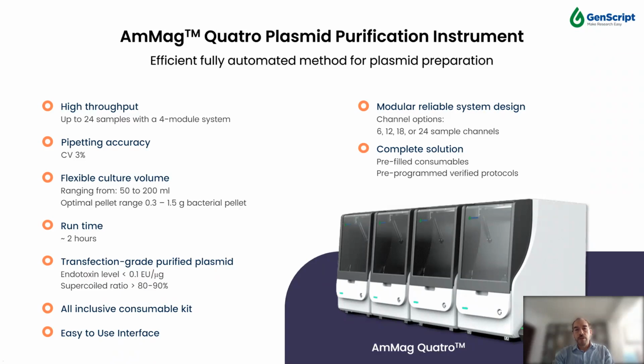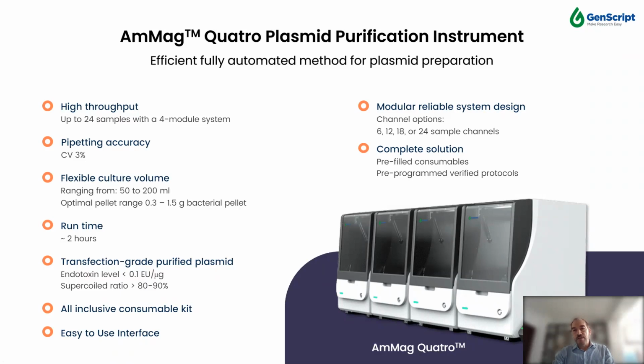supercoiled ratio. It's very easy to use because it uses pre-made consumables that contain all the reagents needed for the purification. You only need to add your bacterial sample and some ethanol, and then push a button, and 2 hours later you have your samples purified.